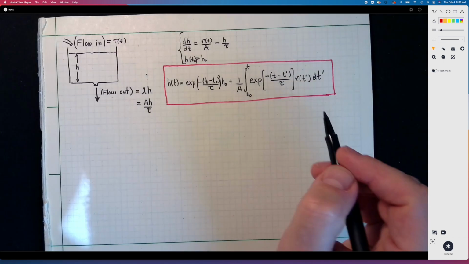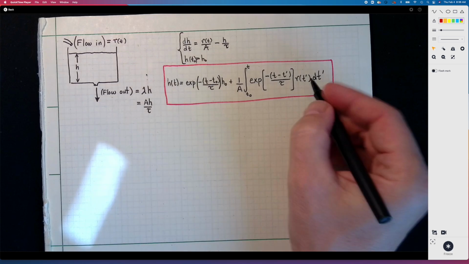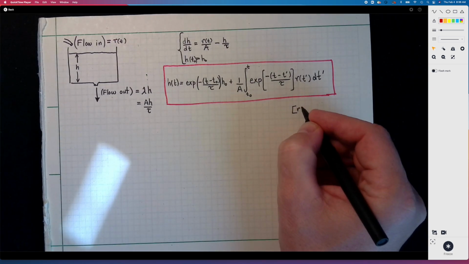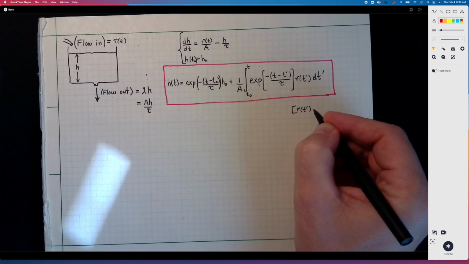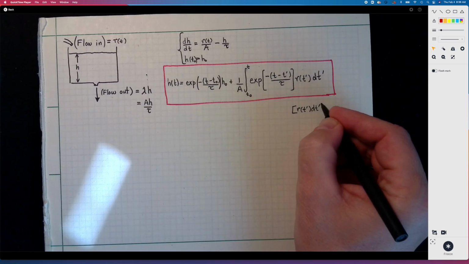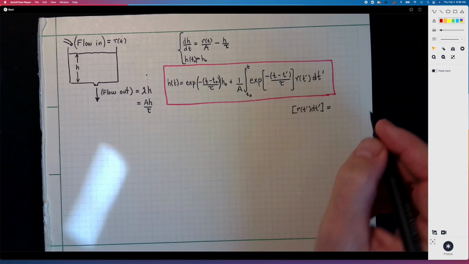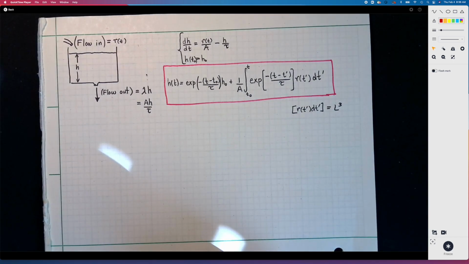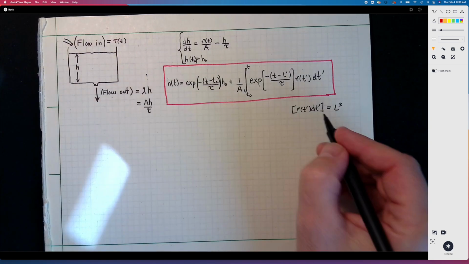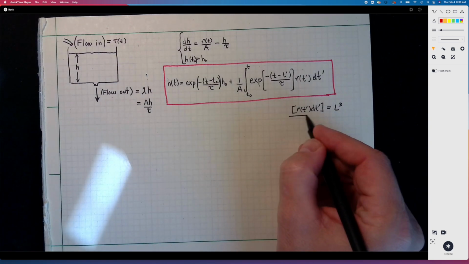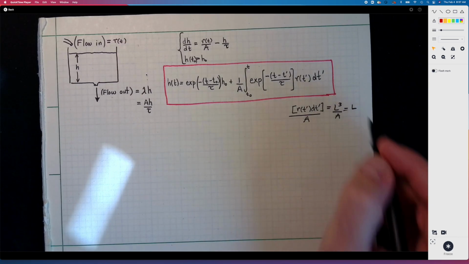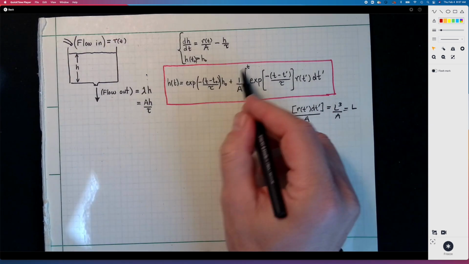The same time scale appears in this exponential term inside the integral, for propagating the input of water into the tank. You notice that this term looks very similar to this one. The dimensions of r prime at t prime dt prime is a volume, length cubed. And so if I divide by A, then this becomes just a length. So it's a height. So this term gives you height.